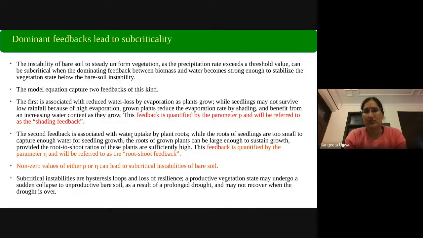Similarly, the other feedback is associated with water uptake by plant roots. While the roots of the seedlings are too small to capture enough water for growth, the roots of grown plants are large enough to capture more water and to have a sustained growth. This feedback is associated with eta, and it is known as the root-to-shoot feedback. Subcritical instability, or subcriticality in the bifurcation, leads to a hysteresis loop because there is a bistability between two states, and it also leads to loss of resilience because the system can abruptly collapse to a bare soil solution from a vegetated state. So that is why it's important to study this case also.